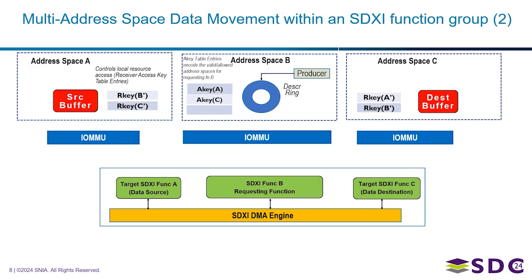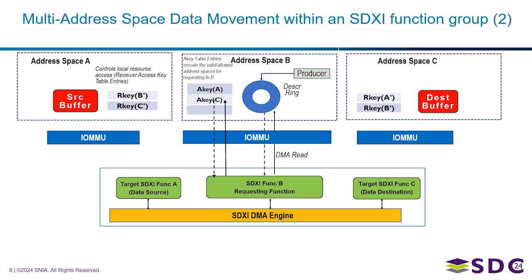This is a more complicated example of address space to address space data movement. If you see here, the producer is in the middle. Let's say a hypervisor is trying to orchestrate a data movement from a VM in address space A to an address space C. It can now enqueue the work. In the descriptor, you will have the address key indexes. Once you get that, you know which address spaces you are doing that data movement between.